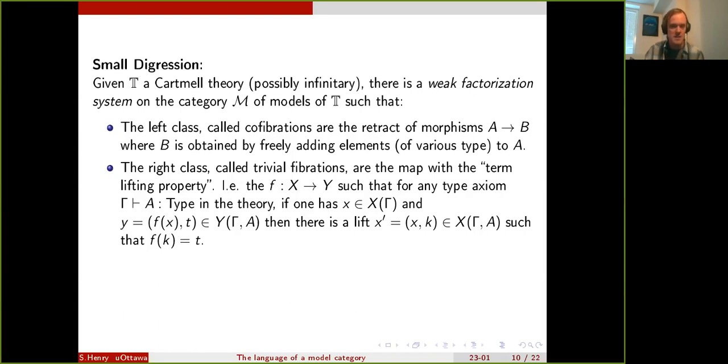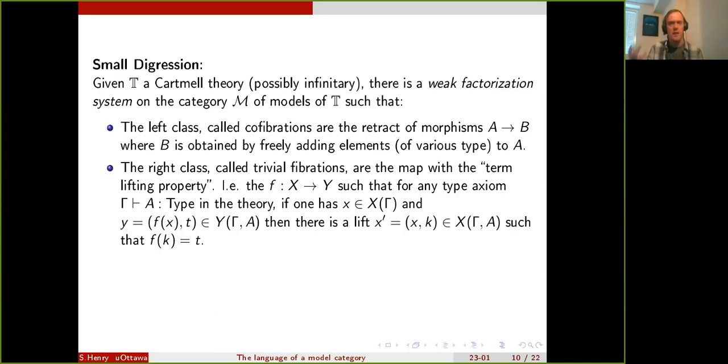Then you can lift this as an element of X gamma A, which has the correct, where the first component is X and K is sent on T by the map from X to Y. So, okay, it's a bit technical, so I'll come back to my example.